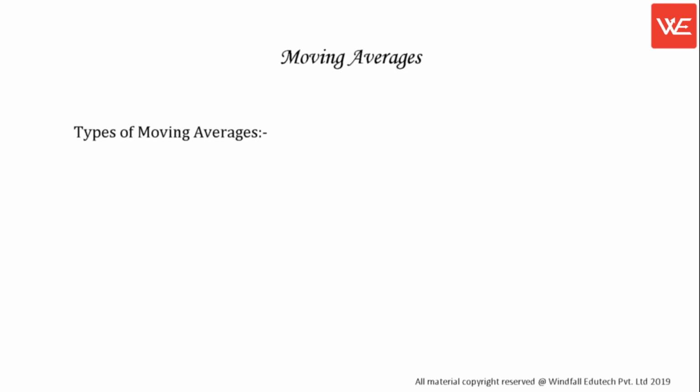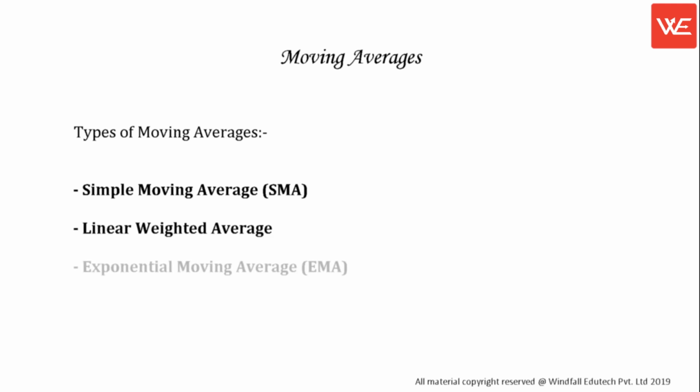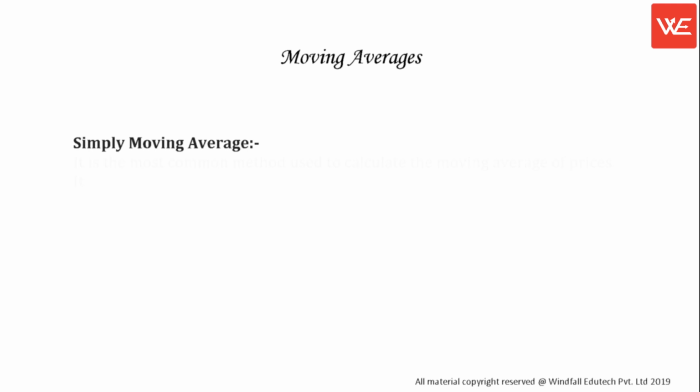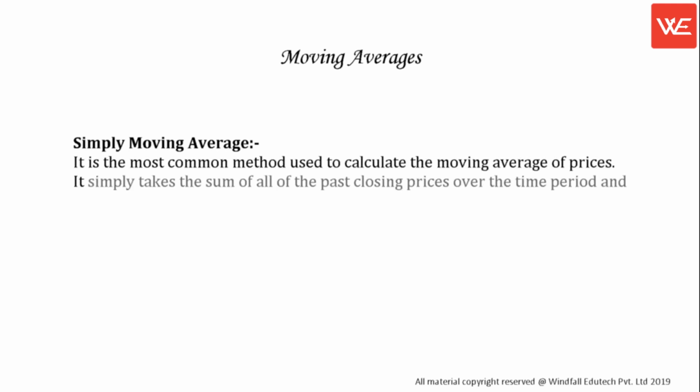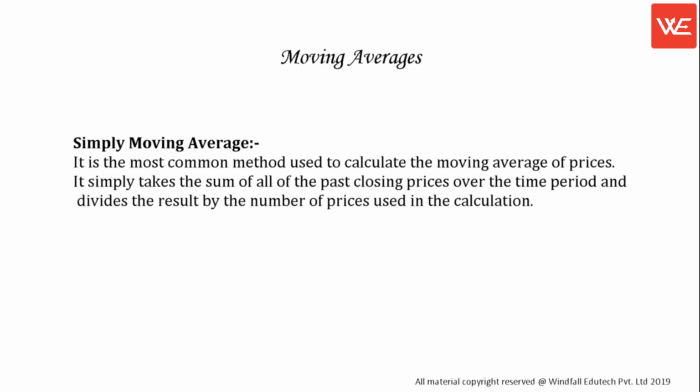Types of moving averages: simple moving average (SMA), linear weighted average, exponential moving average (EMA). Simple moving average. It is the most common method used to calculate the moving average of prices. It simply takes the sum of all of the past closing prices over the time period and divides the result by the number of prices used in the calculation.